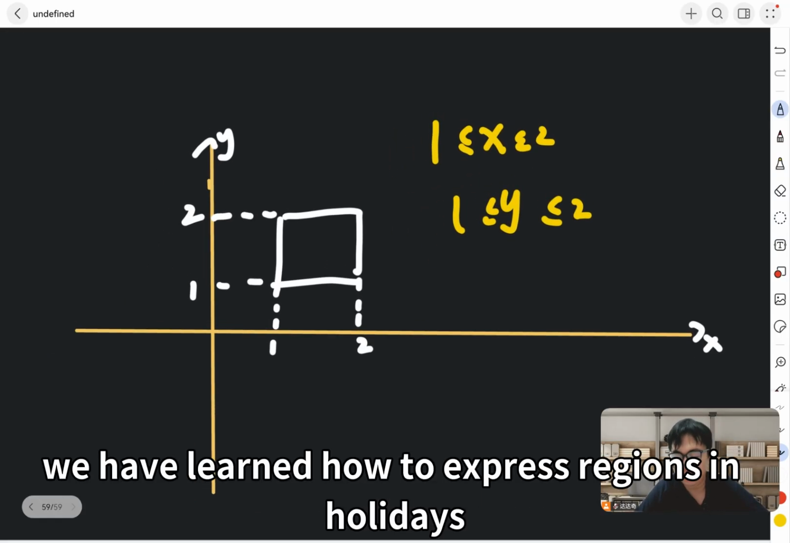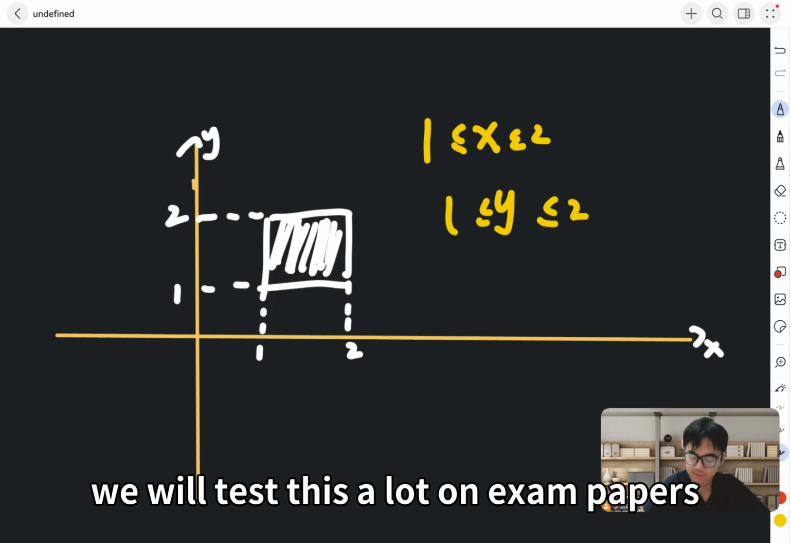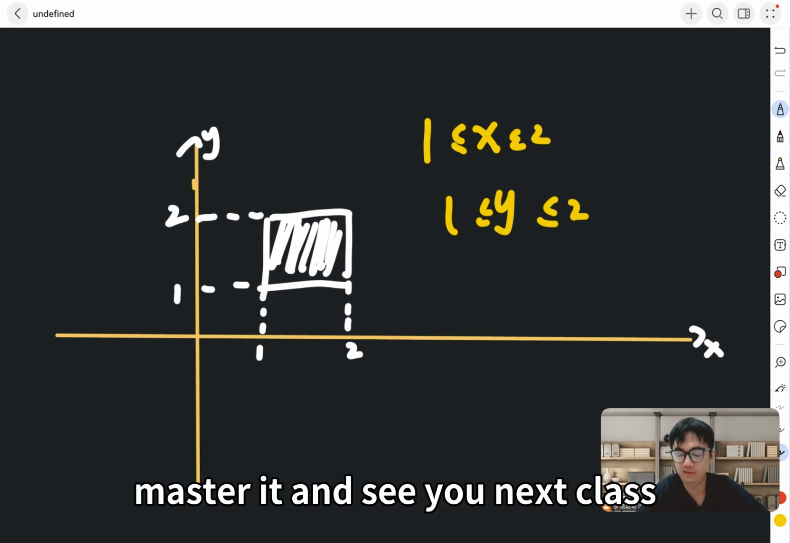So this is this class. We have learned how to express regions using inequalities, and it's quite important because we will test this a lot on exam papers, and it's a very essential skill, and hope you can master it. And see you next class.